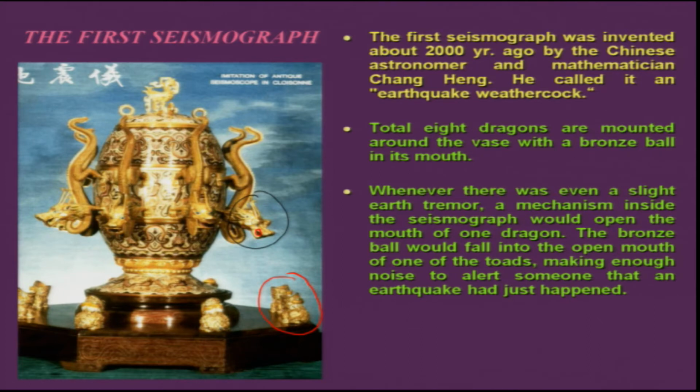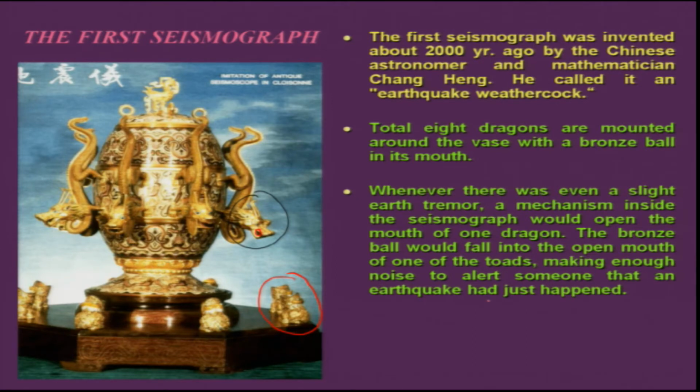So that will help. Whenever there was even a slight shaking or earth tremor, a mechanism inside the seismograph, what they call the weathercock, would open the mouth of one of the dragons, and the bronze ball would fall into the open mouth of the toads sitting down here, making enough noise. When the ball passes through the mouth of the dragon and falls in, it makes a very typical noise to alert someone that the earthquake had happened.